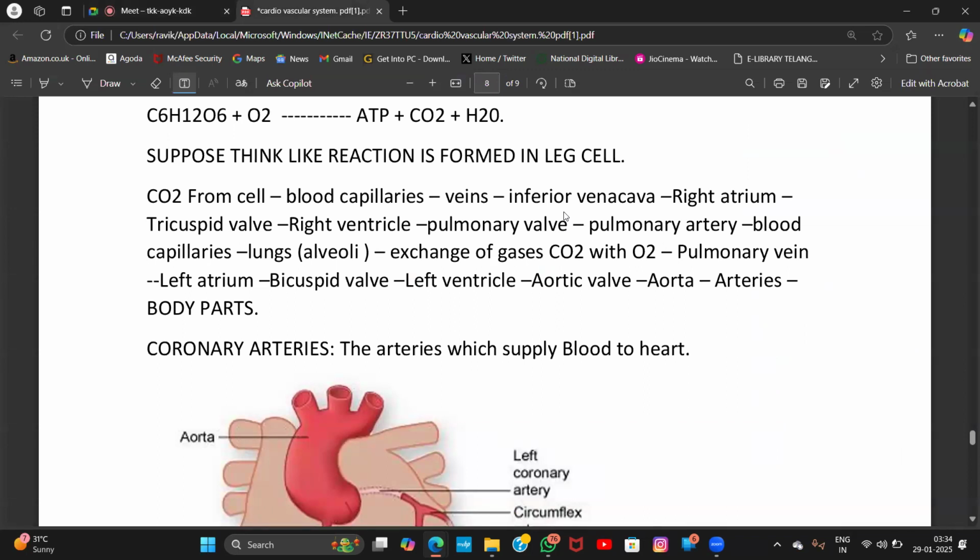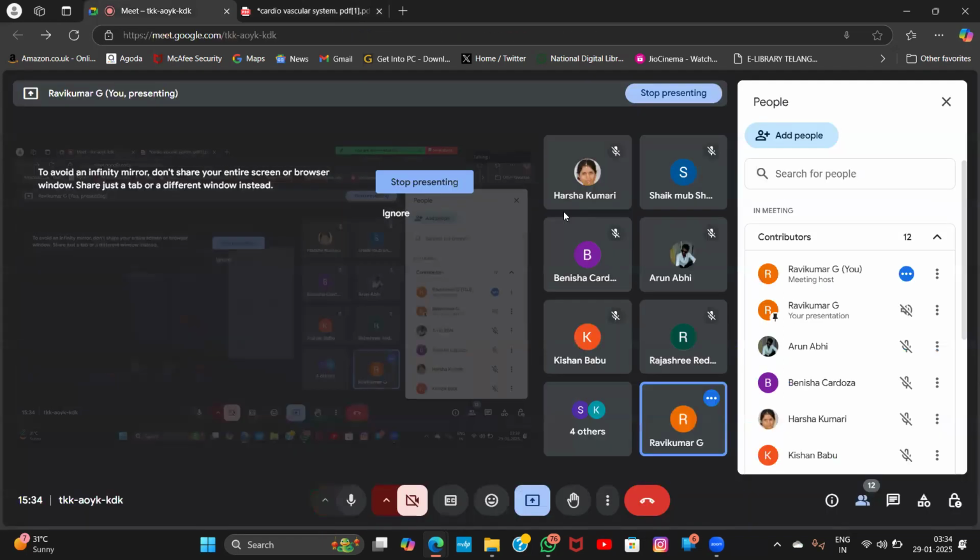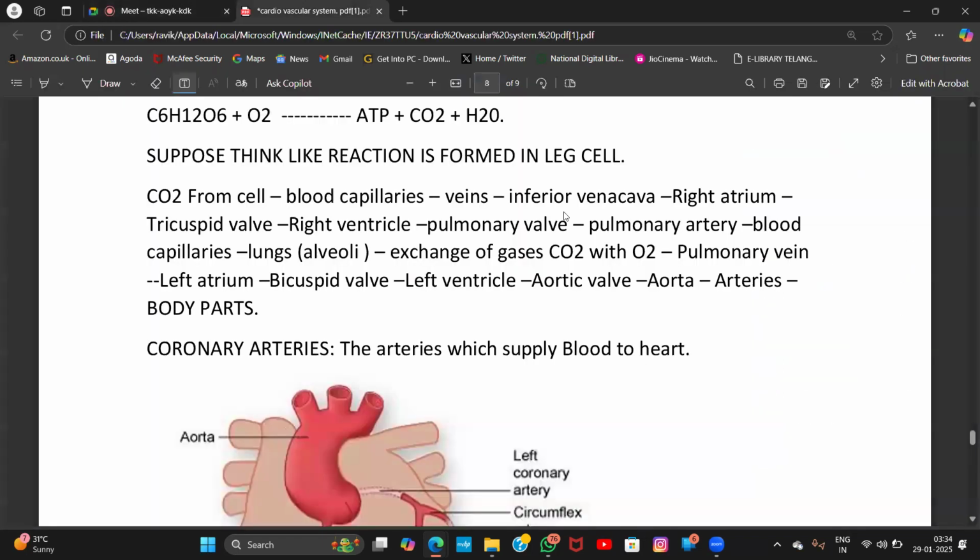Okay. Now, yesterday I said please provide the O2 and CO2 charts. No one shared them in the group. Why so? Yesterday I asked you to share the charts, O2 and CO2 charts. Please share them in the group today.